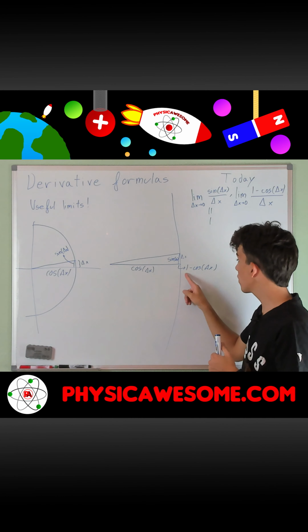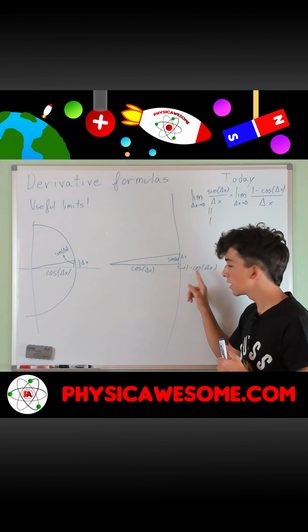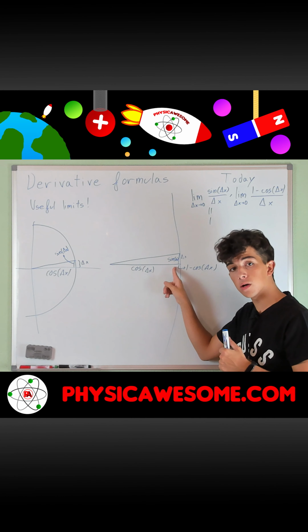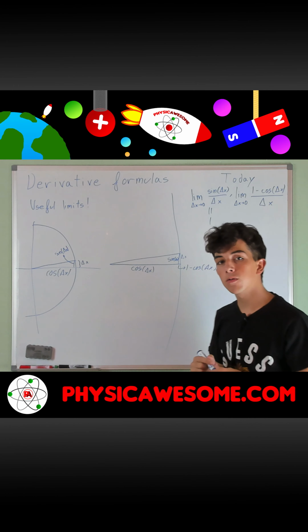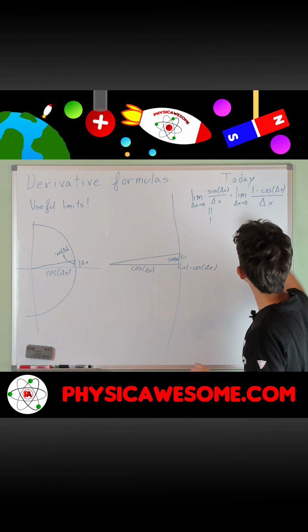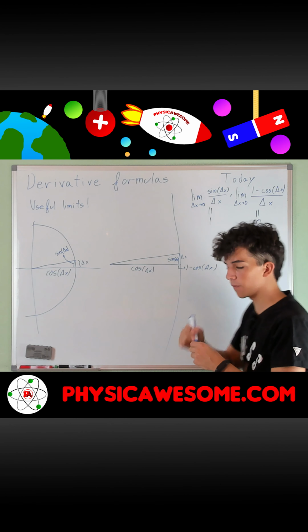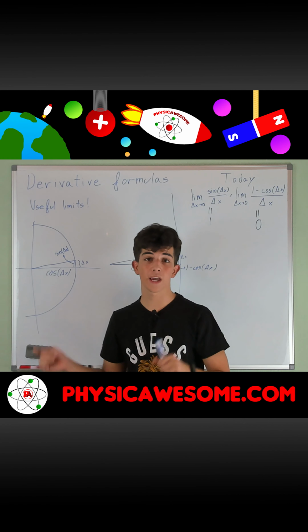However, for 1 minus cosine of delta x, this becomes exponentially smaller when these two become closer, when delta x becomes smaller. Therefore, we conclude that this limit is going to be equal to 0. We'll apply this in the next videos.